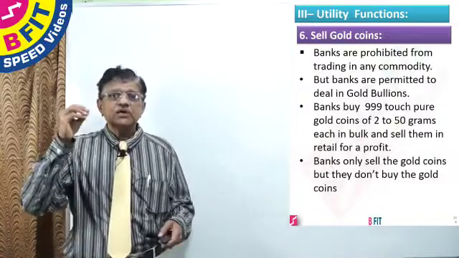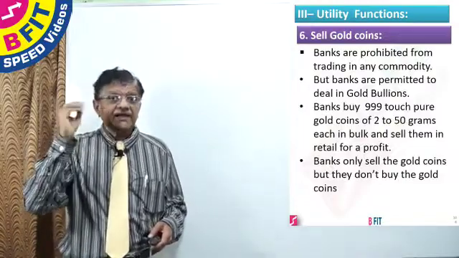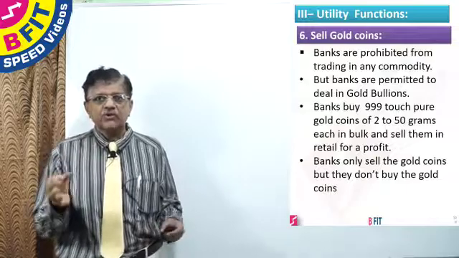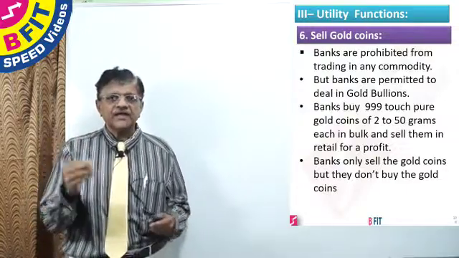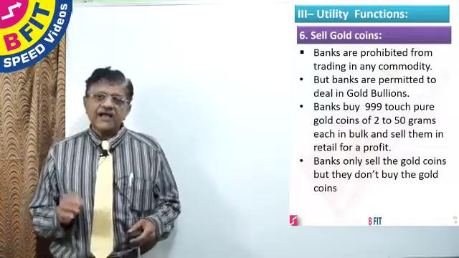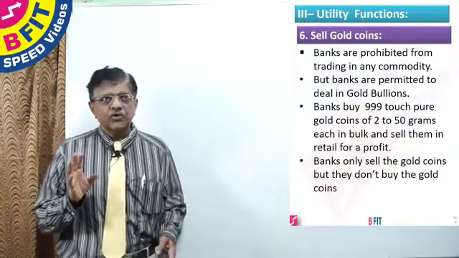The only thing is you will get 999 purity gold. It's pure gold. It is not ornament gold, upon which you have to add some copper and only then it becomes 24 karat gold. This is pure gold, and banks only sell the gold coins. They don't buy.